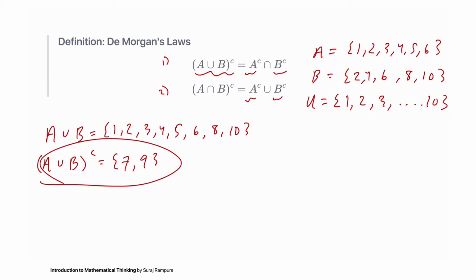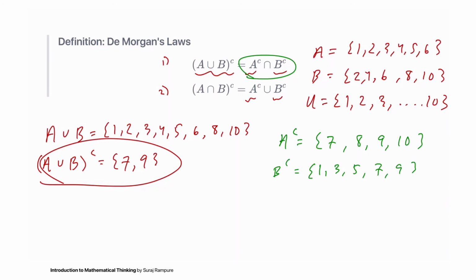So that's one thing. Now, let's individually calculate the complements of A and B and find out what their intersection is. Okay? We can do that over here. What's the complement of A? Well, it's 7, 8, 9, and 10. What's the complement of B? Well, it's all the odd numbers, so 1, 3, 5, 7, and 9. And what's the intersection of the two? Well, 1 is not in both of them, so it's not that. 3 is not in both of them, so it's not that. 5 is not in both of them, so it's not that. We see that there's 7 in both and 9 in both, okay?